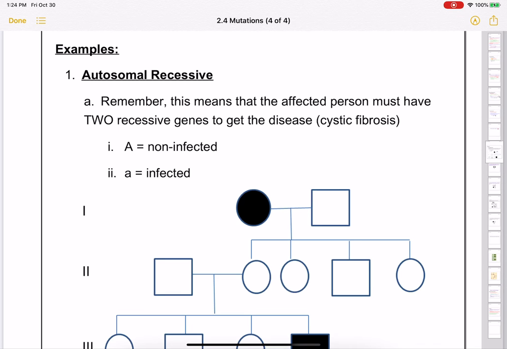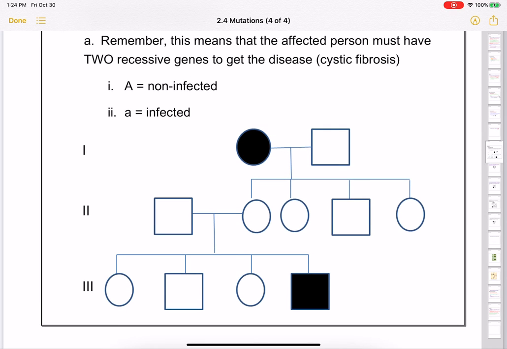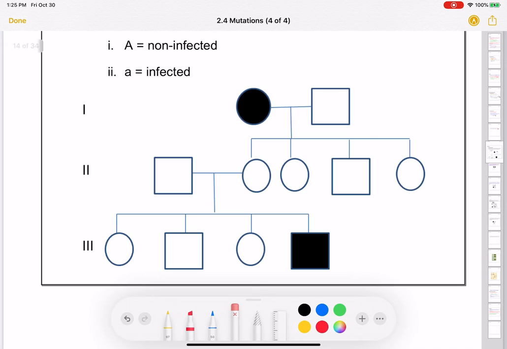By looking at this family tree, this pedigree chart, we can figure out just by looking at it that it's an autosomal recessive gene. If you go back in this lesson, you'll see that the word autosomal means that it is not linked to sex. So when something's autosomal, you can see it in males and females, and that's what we see here. It's in males and females.